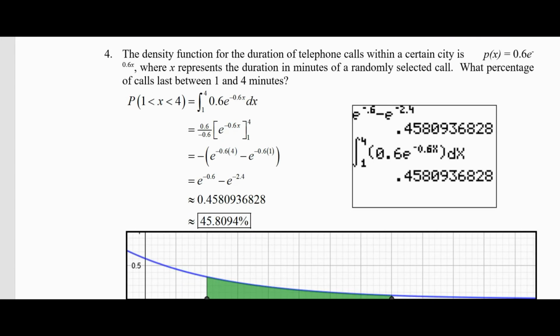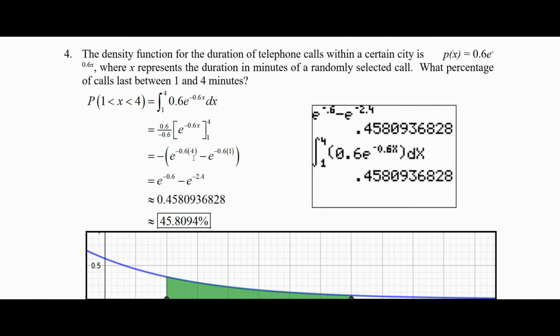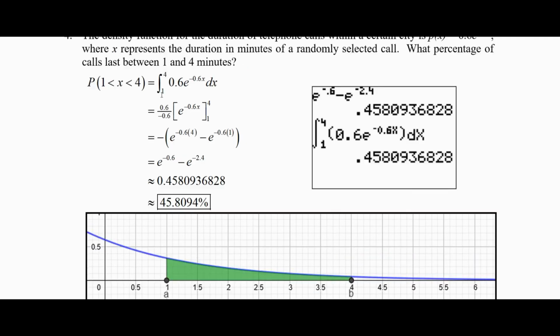All right, another big important area that we can look at for functions and doing antiderivatives and integrals is probability. So the probability density function for the duration of calls within a city is given by P of x equals 0.6 e to the negative 0.6x, where x represents the duration in minutes of a randomly selected call. What percentage of calls last between 1 and 4 minutes? Well, that's just the integral of that between 1 and 4.